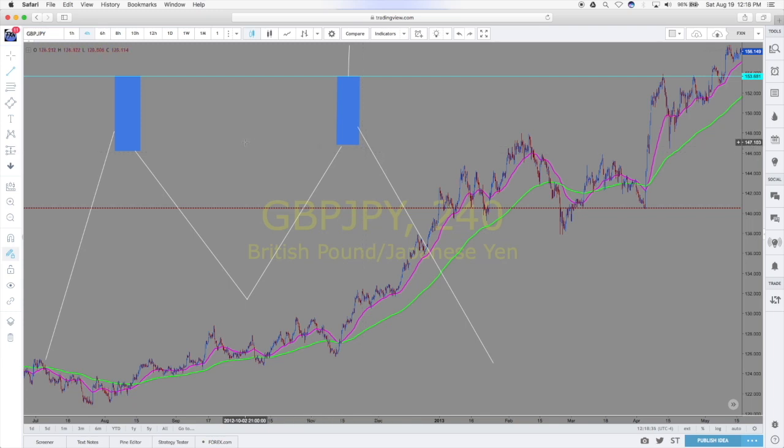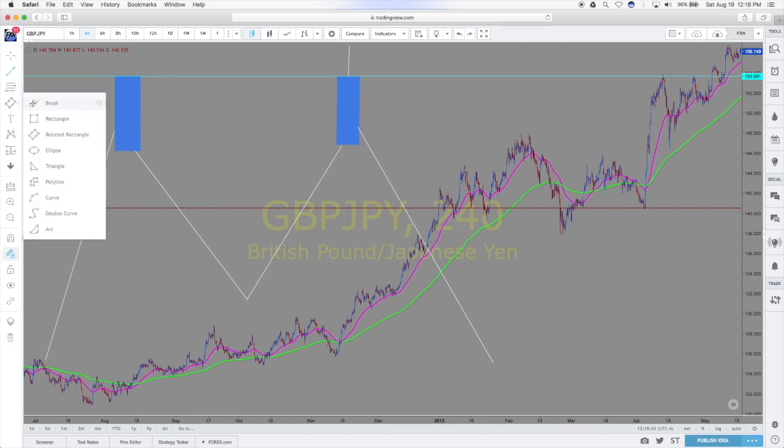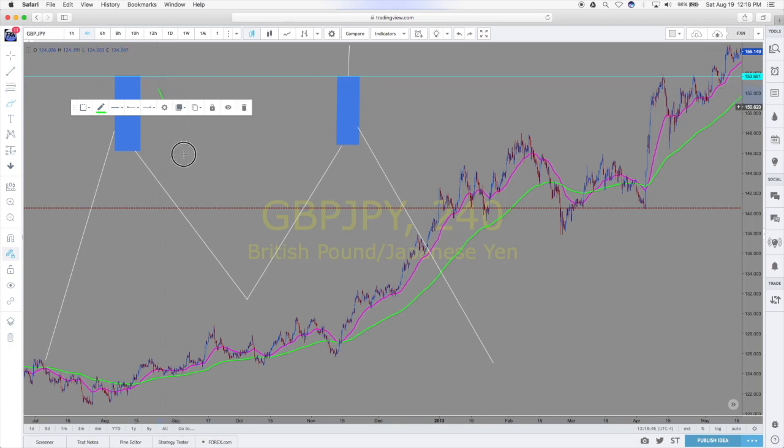Also, the same rules apply for double tops and double bottoms. Also, you want to make sure you have a V shape in the middle. A V shape in the middle. Not this, not a U, but a V. That would be considered a double top. So those are the two rules with double tops and double bottoms.